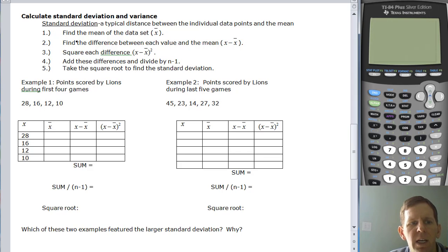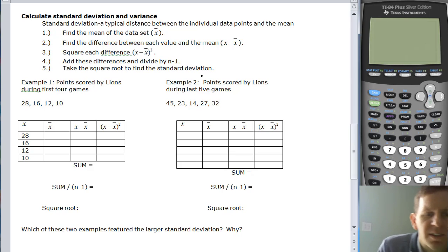To find the standard deviation, there's a few things we're going to do. We're going to find the mean of the data set. The mean is abbreviated x bar. Then we're going to find the difference between each value and the mean, which is calculated by taking each x value minus the mean, x minus x bar. We're going to square this difference, which we're going to call x minus x bar squared. We're going to add these differences and divide by n minus 1, and then we finally take the square root to find the standard deviation.